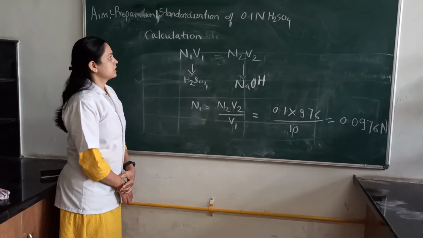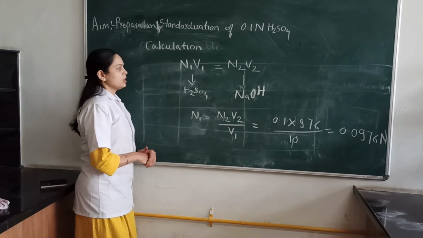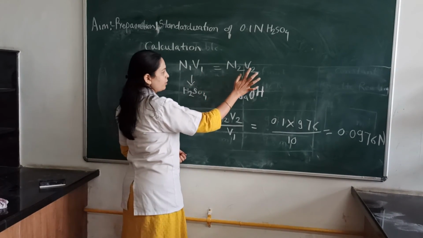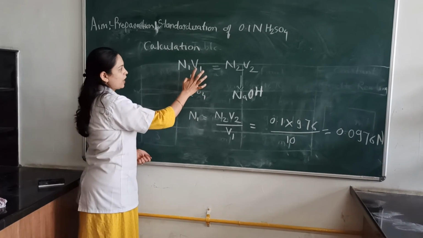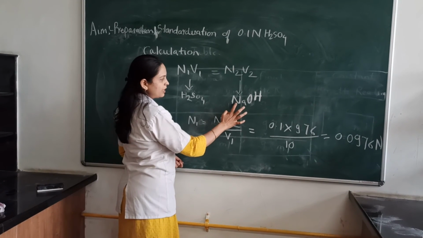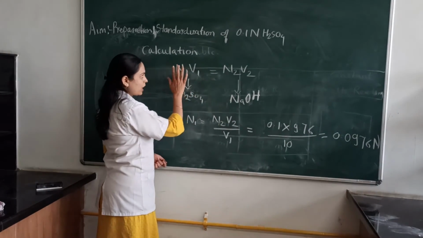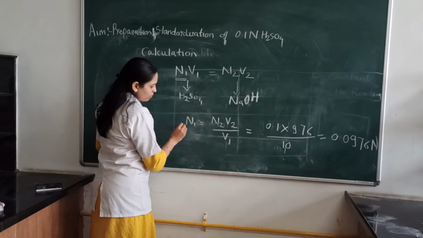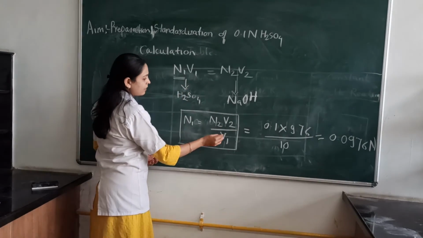Students, now we will see the calculation. We have to calculate the normality of H2SO4. The formula for the calculation is N1V1 = N2V2, where N1 is the normality of H2SO4 and V1 is the volume of H2SO4, whereas N2 is the normality of NaOH and V2 is the volume of NaOH. We have to calculate the normality of H2SO4, so our formula becomes N1 = N2V2 divided by V1.